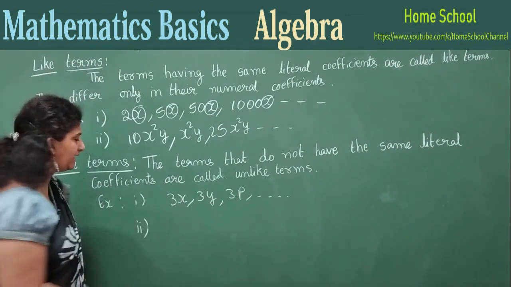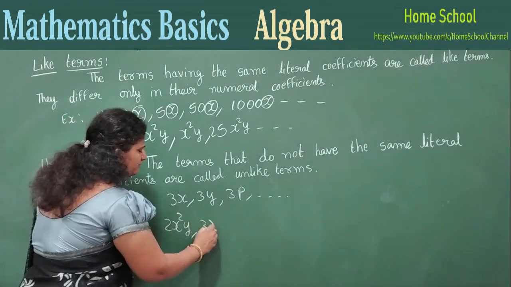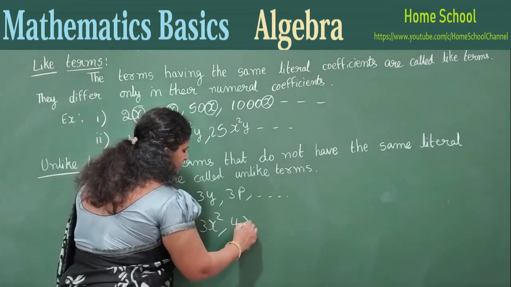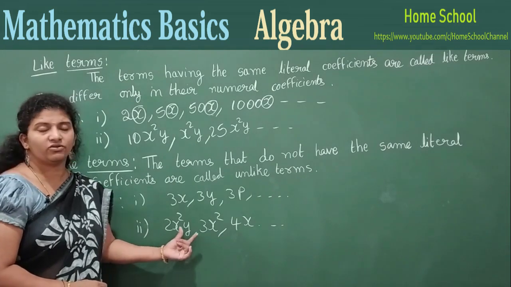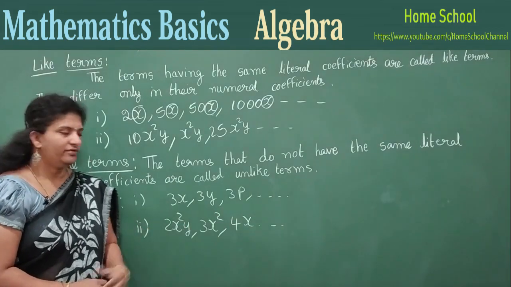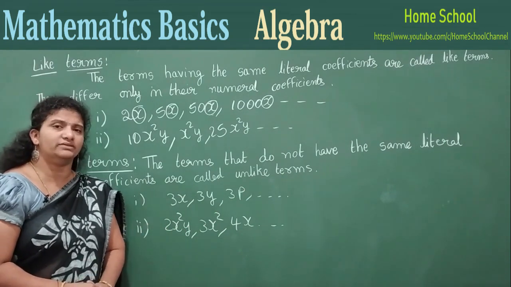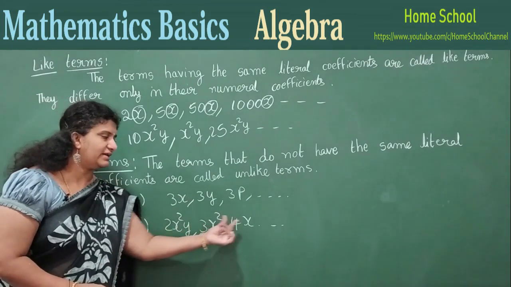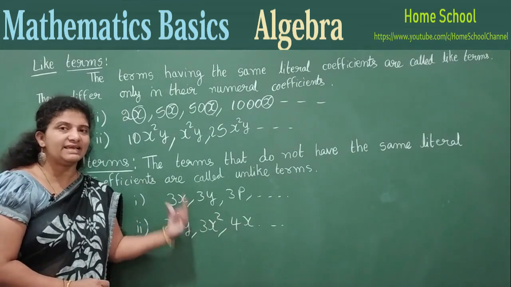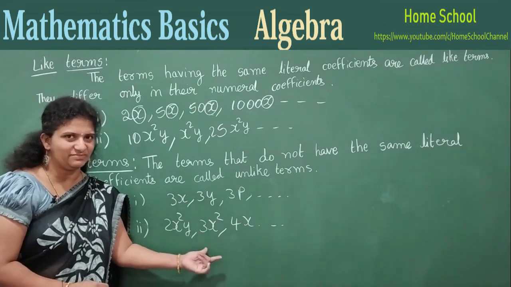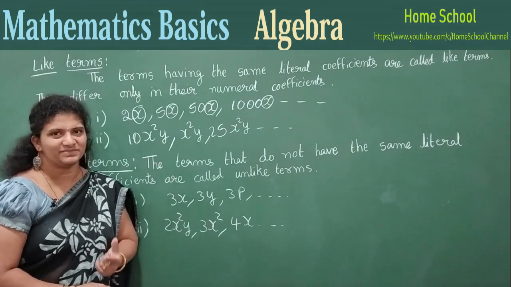One more example, let us see: 2x square y, 3x square, 4x, and so on. These are all different. All algebraic coefficients are different and the numbers are different. We don't need to bother about numbers. We see only the literal coefficients. If they are not the same, then we can say these terms are unlike terms. If they are the same, we call them like terms.